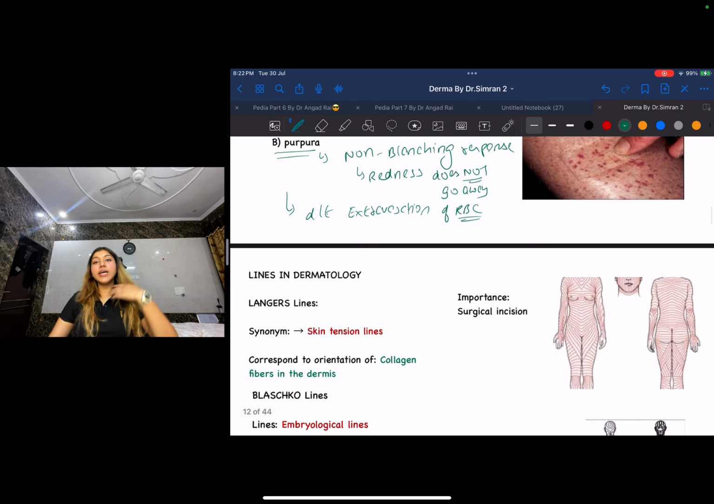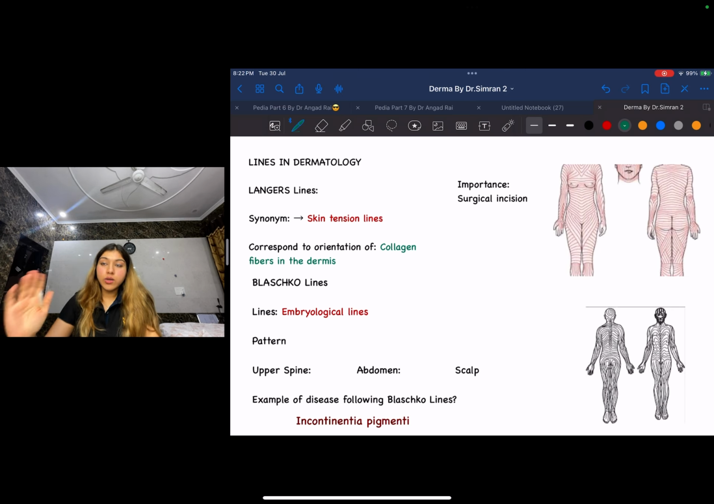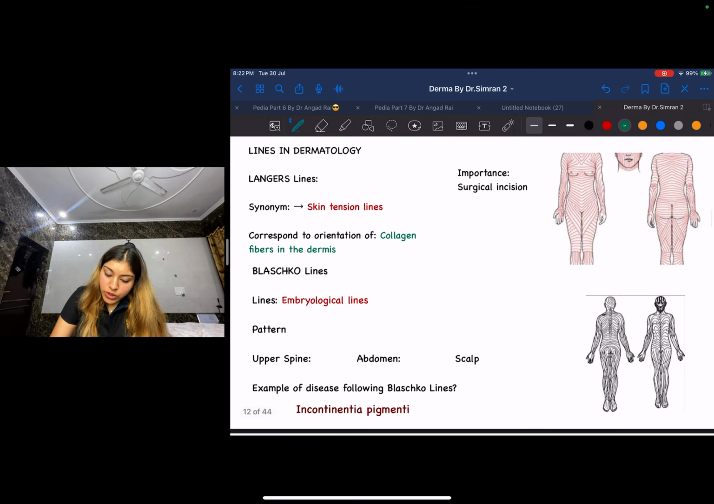So guys, now let us move on to the lines in dermatology. There are two lines that we need to know in dermatology. One is our Langer lines and one is our Blaschko lines. What is the difference between the two, if you ask? Now see, let's first look at our Langer lines. What is the synonym? It is also called a skin tension line.